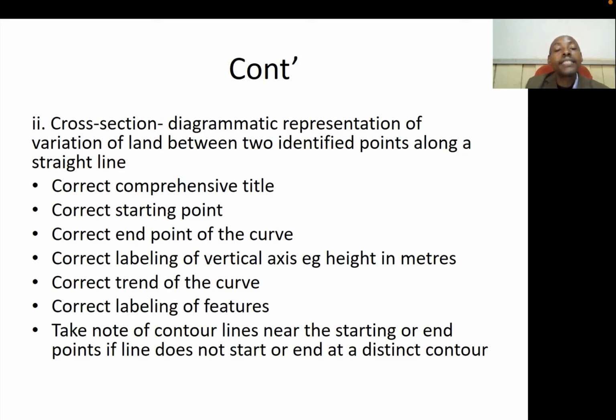correct labeling of features. Take note of contour lines that are near the starting or the end point if the line does not start or end at a distinct contour. This will help you in placing it near the most likely place. Like in the 2015, the end point was occurring between two contours. So the candidates were supposed to place it at the middle of the two contours, not at any of the two nearby contours, because that was wrong.